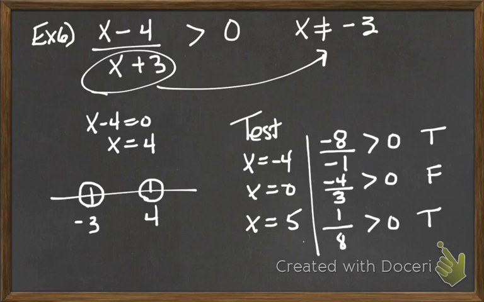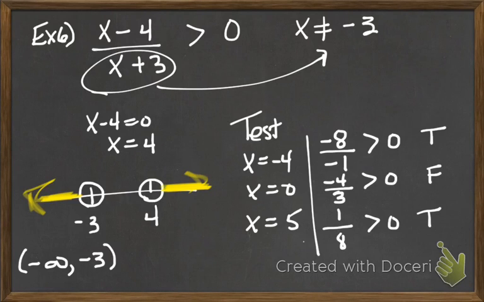So I'm going to shade in 2 areas. I'm going to shade all the numbers less than negative 3, all the numbers greater than 4, and then I'll write my solutions in interval notation. So it'll be negative infinity to negative 3, parentheses, union, parentheses, 4 to positive infinity.